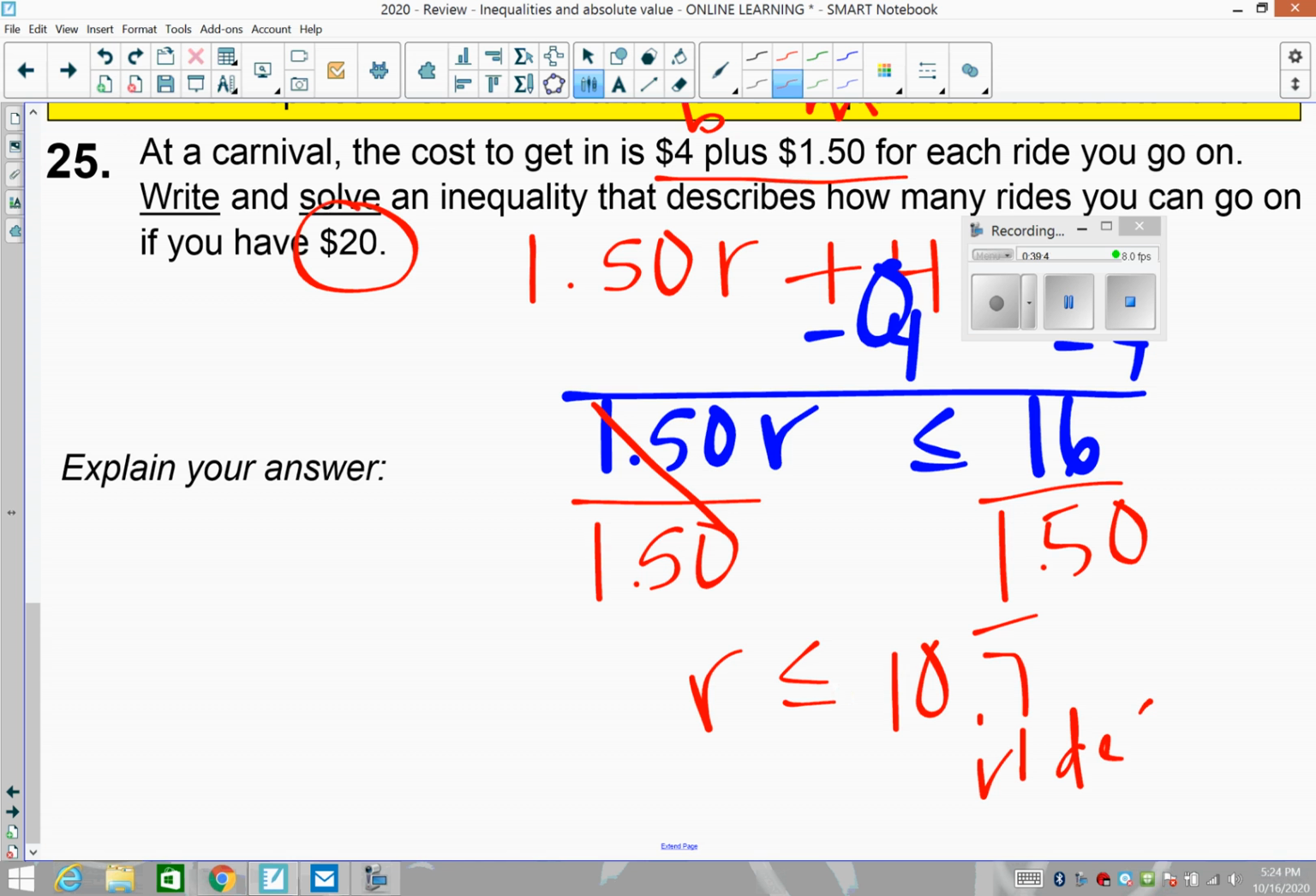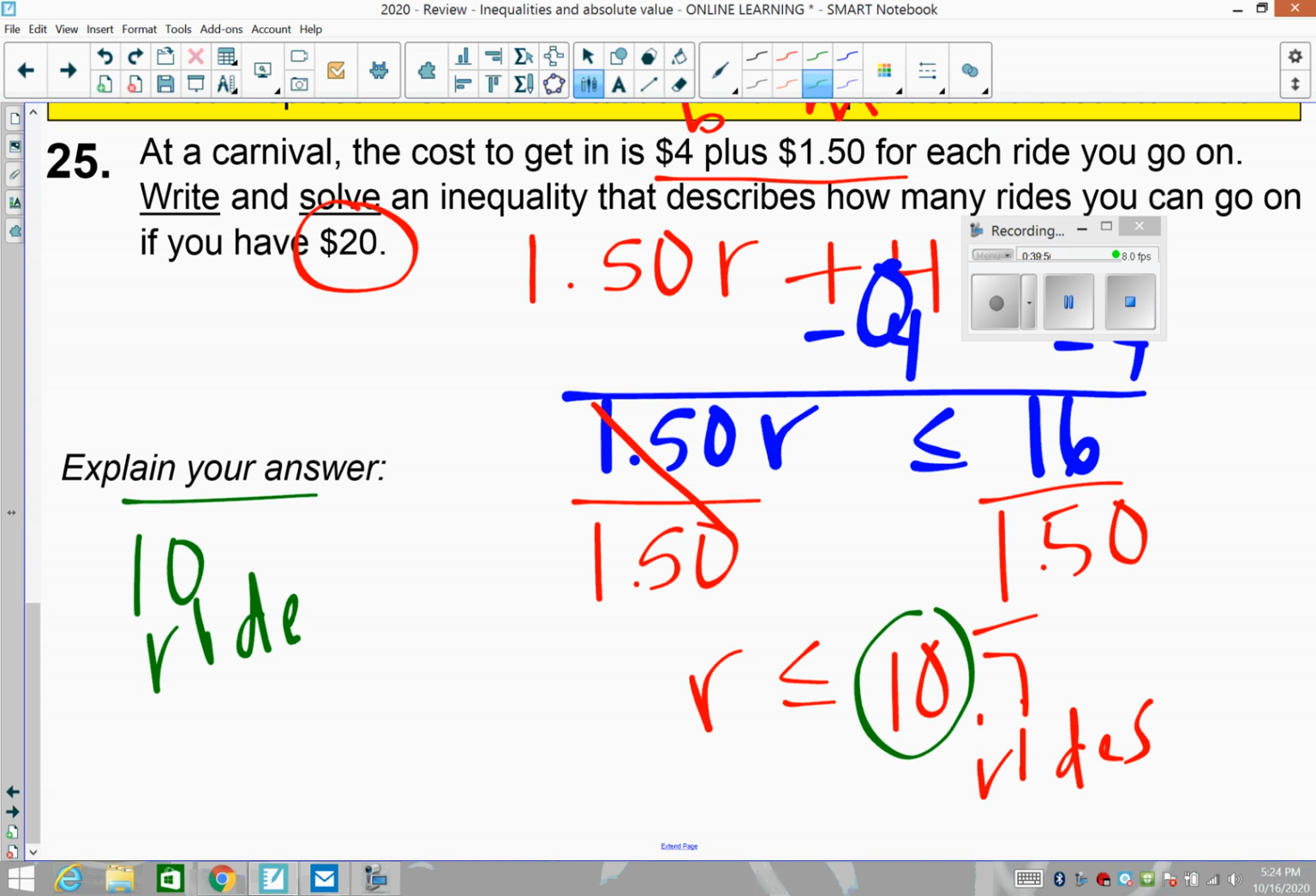Now, maybe somehow they can figure that out, but it's not possible to go on 10 and 2/3 of a ride. So, therefore, you really only have enough money to go on 10 rides. So, you'd have some change in your pocket left over. 10 or fewer rides. That's what that symbol would mean. 10 or fewer rides. You cannot go on 11. You don't have enough money.